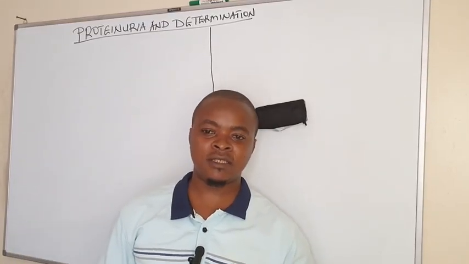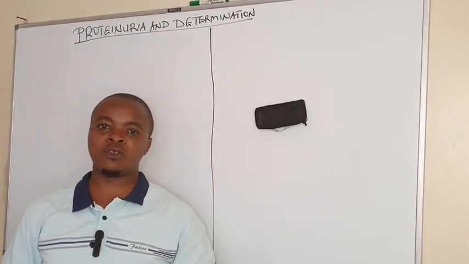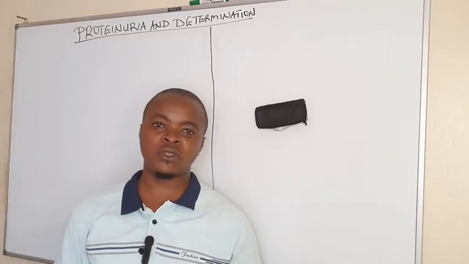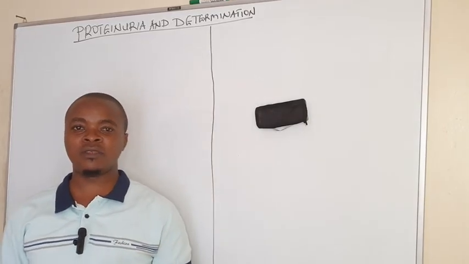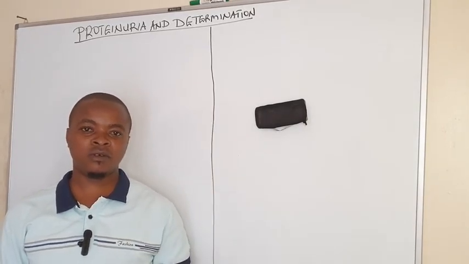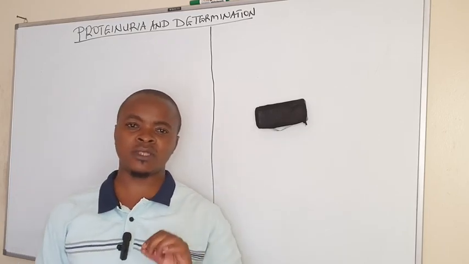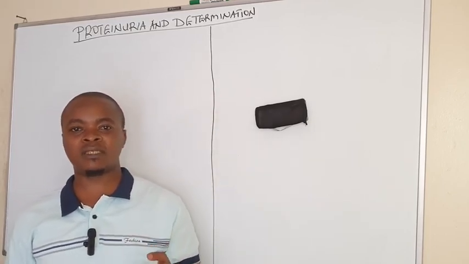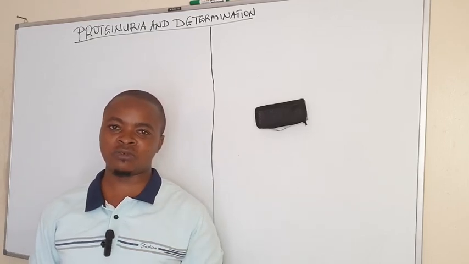Hello everyone. In today's session we want to talk about proteinuria. Under proteinuria we're going to see the causes of protein appearing in urine beyond the normal, because we know proteins are very essential in the body, so we don't lose them in urine. If it is beyond 50 milligrams per deciliter in 24 hours, that is what we regard as proteinuria.